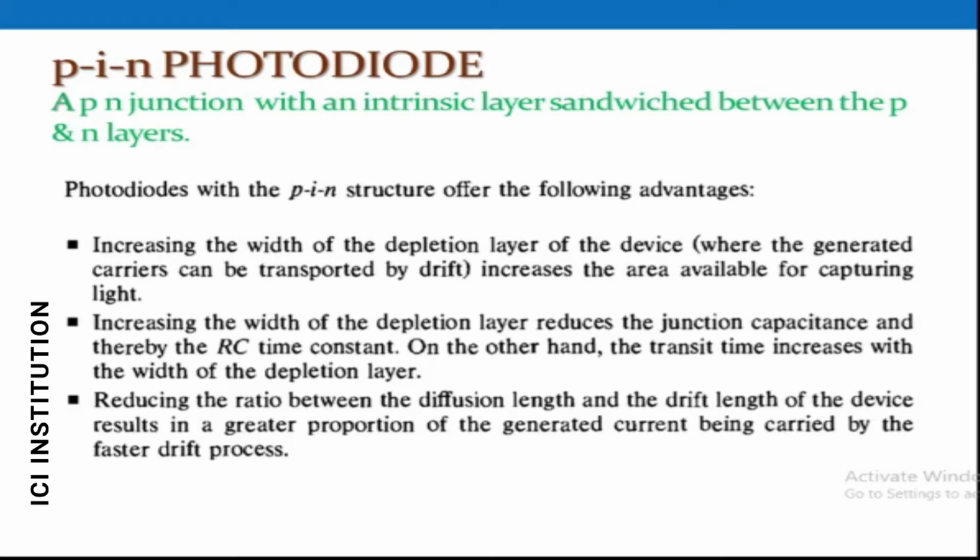Increasing the width of the depletion layer reduces the junction capacitance and thereby the RC time constant. On the other hand, the transit time increases with the width of the depletion layer. Reducing the ratio between the diffusion length and the drift length of the device results in a greater proportion of the generated current being carried by the faster drift process.